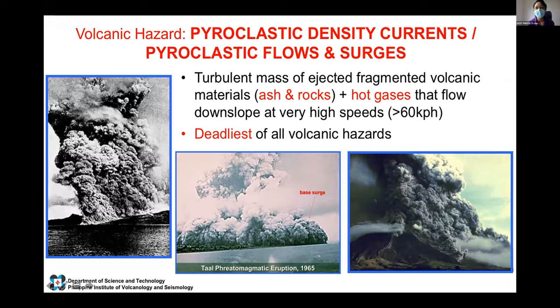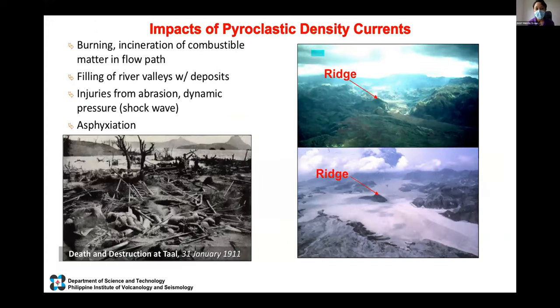And may common misconception po dito na ang lava flow ang pinaka-deadliest sa volcanic hazards. Pero sa katunayan po talaga, ang deadliest ay ang uson. Ito pong pyroclastic density current. Bakit? Kasi maaari pong makasunog or parang ma-incinerate po yung mismong mga materials na madadaanan nito. At maaari pong matabunan lahat ng mga rivers and valleys katulad ng nakikita natin sa picture sa right side.